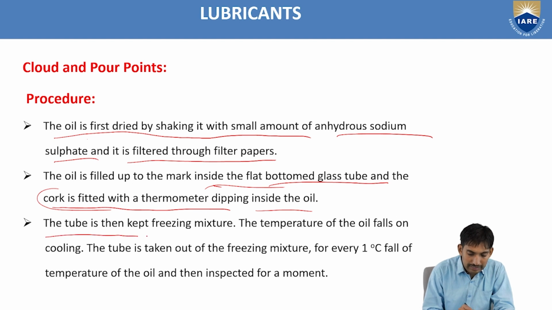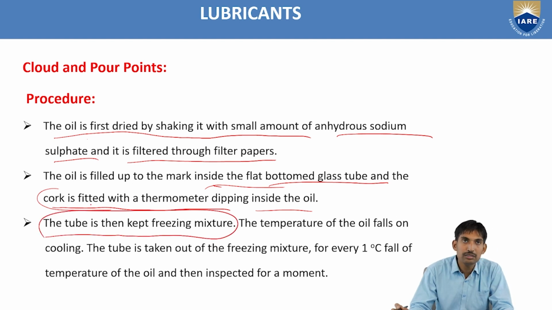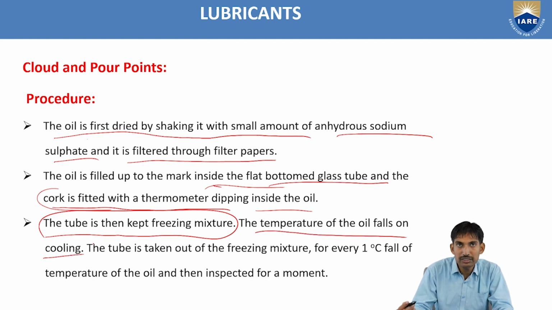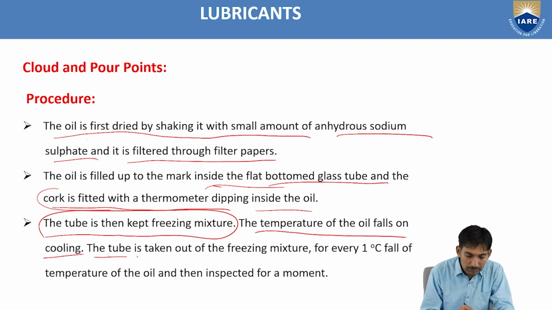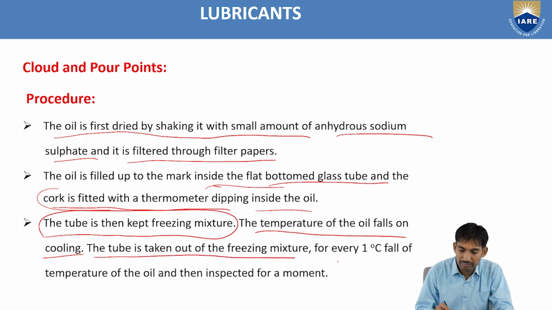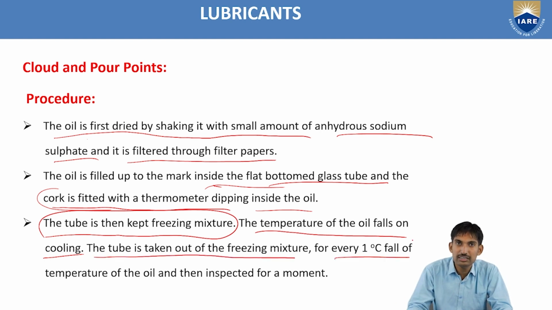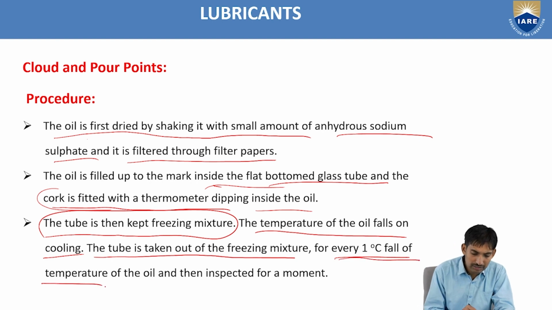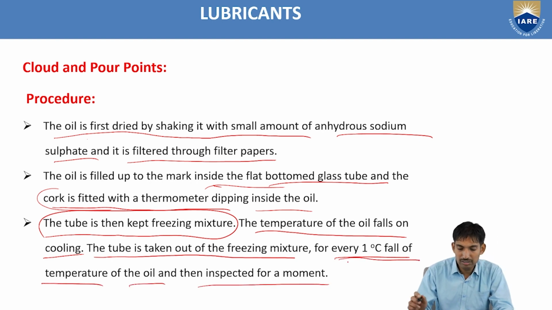The tube is then kept in the freezing mixture. The temperature of the oil falls on cooling. The tube is taken out of the freezing mixture for every 1 degree centigrade fall of temperature of the oil, and then inspected for movement. For every 1 degree centigrade, we have to observe whether it is becoming cloudy or not.